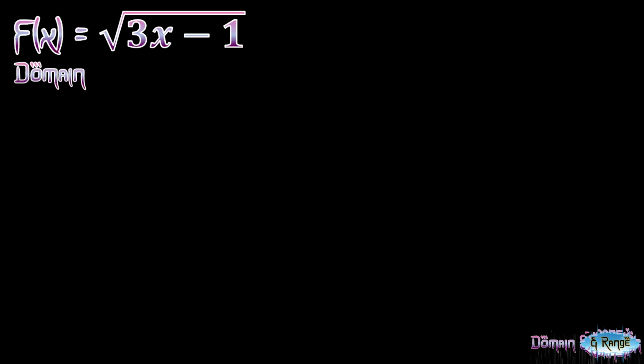But first, let's try to write this function in terms of y, since we could have y as the representative of f of x. So this is still square root of 3x minus 1. For the domain, it is the set of all possible values of x that can be substituted here and will still result to a real number for our y.